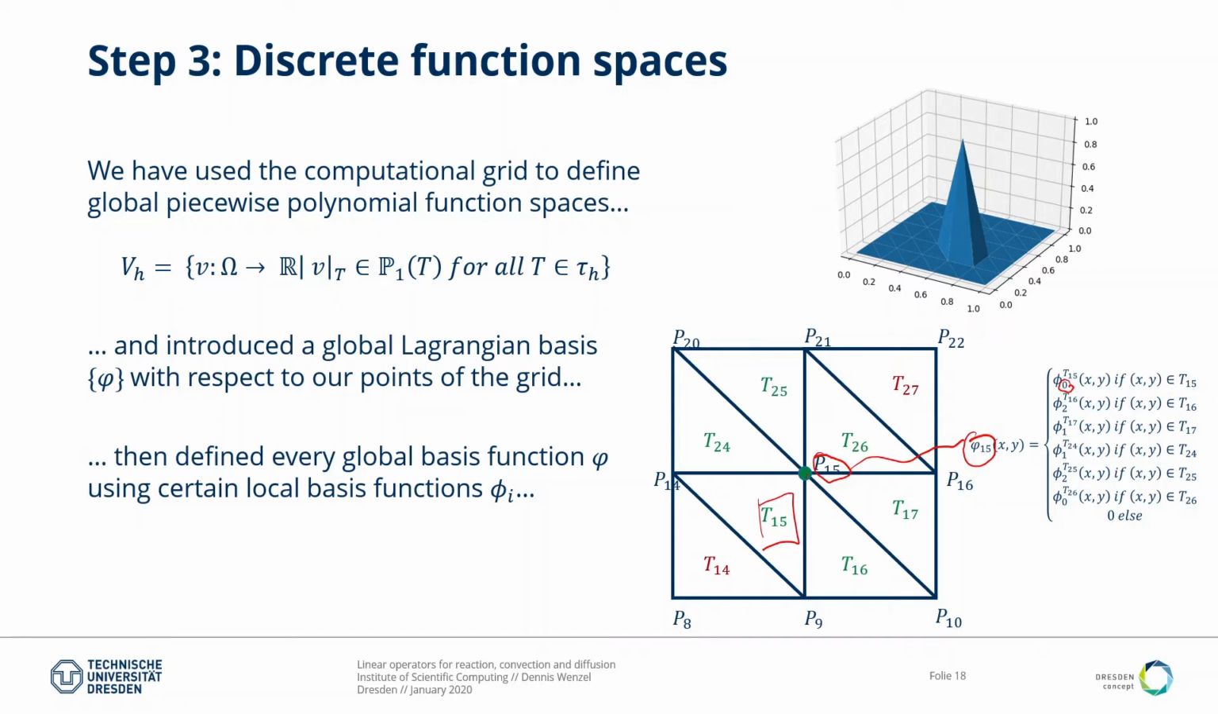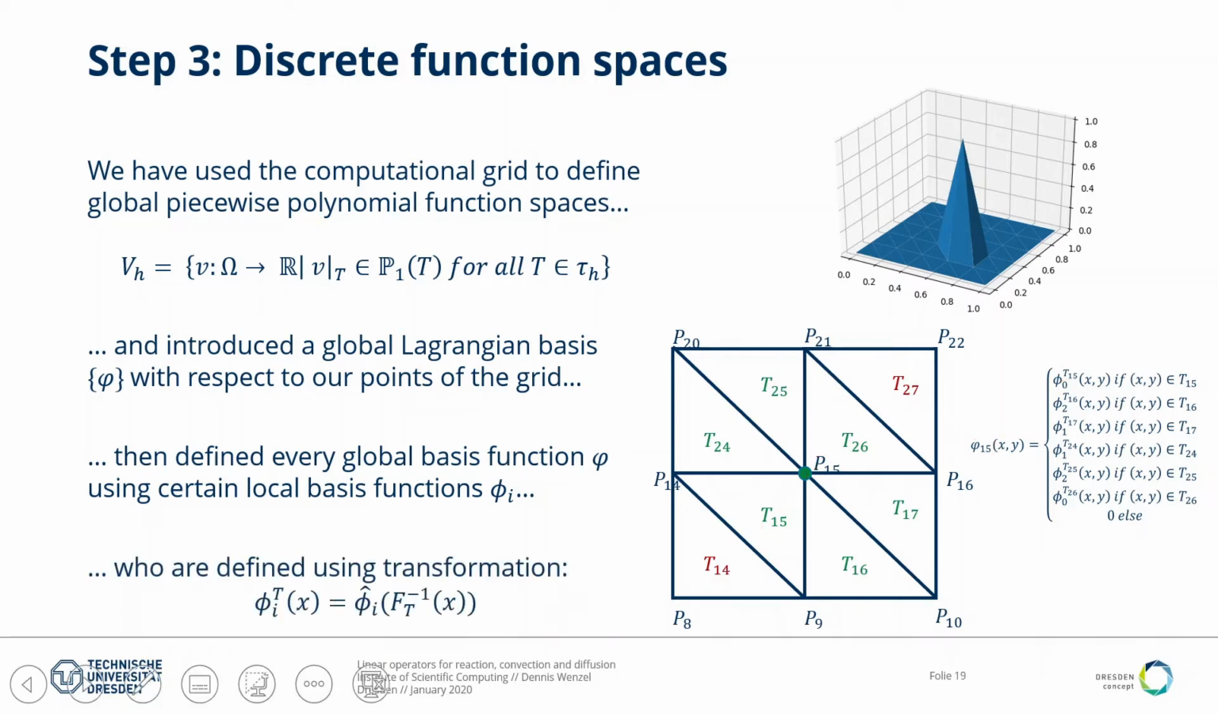If you need more information about this, that whole concept was called the DOF map. We discussed this, I think, 2 weeks before Christmas. You can consult those lectures again. And then those local basis functions, they are all defined using transformation. So every local basis function with an index I on a certain cell T can be defined using some reference basis function phi I hat in combination with this reference map.